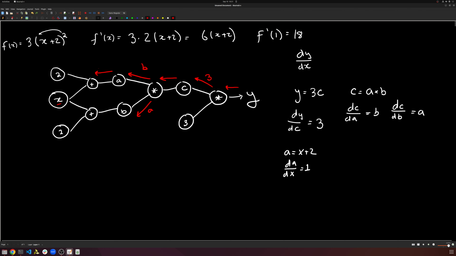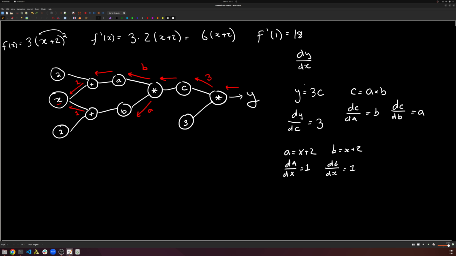Okay, so this is just 1. And for the same reason, this will also be just 1, right? b is just x plus 2. So again, we can do it real quick. b is equal to x plus 2, so that means db/dx is equal to 1. And this sets up our computational graph.